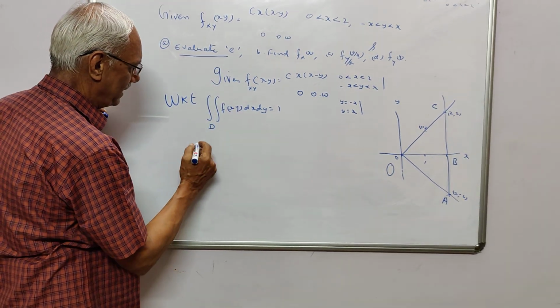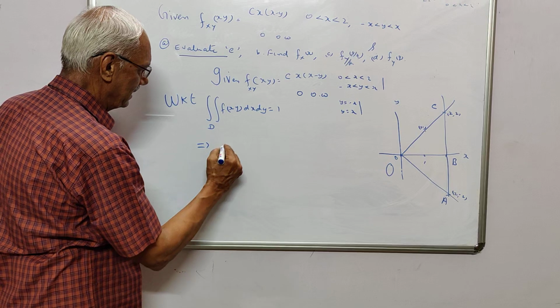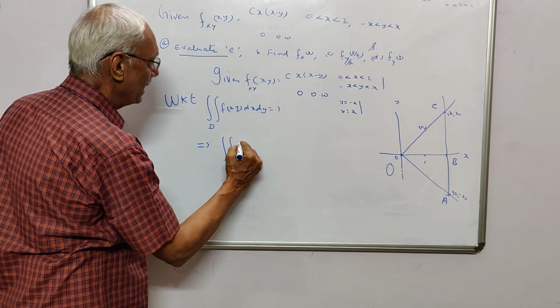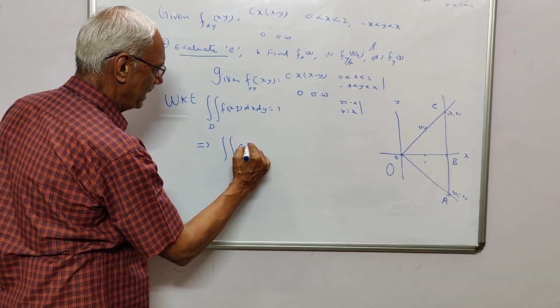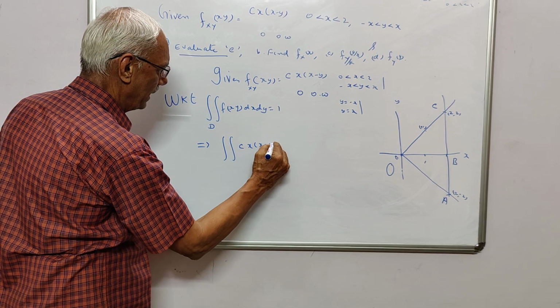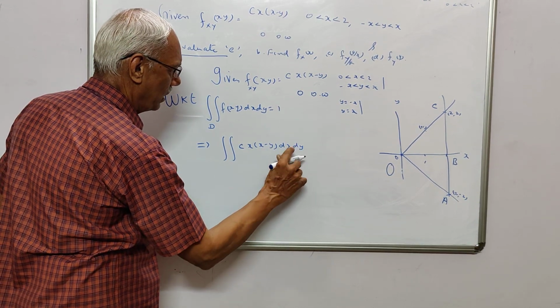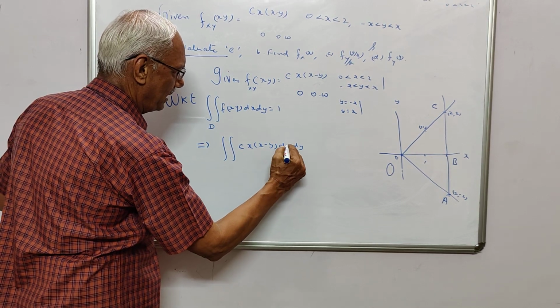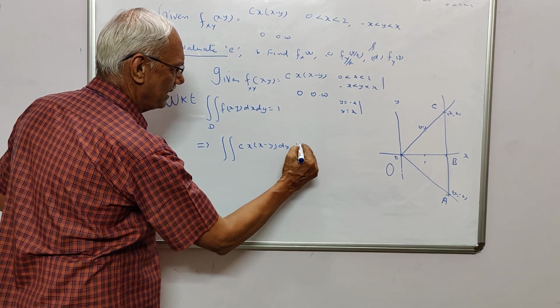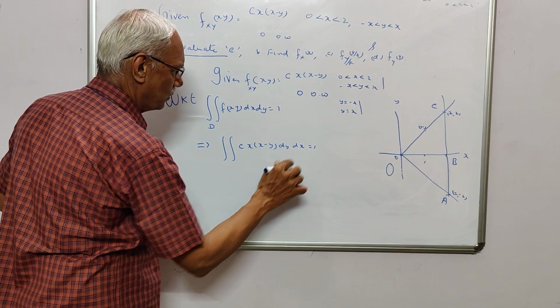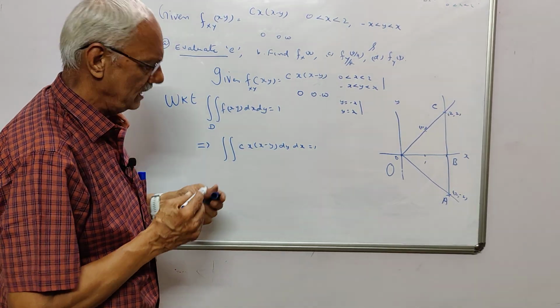Now therefore, this implies, I will simply write here, it is C x into (x minus y) dx dy, or dy dx. I will call it in any way; in both ways you will get the answer. So this is equal to 1. Now you have to fix up the limits.